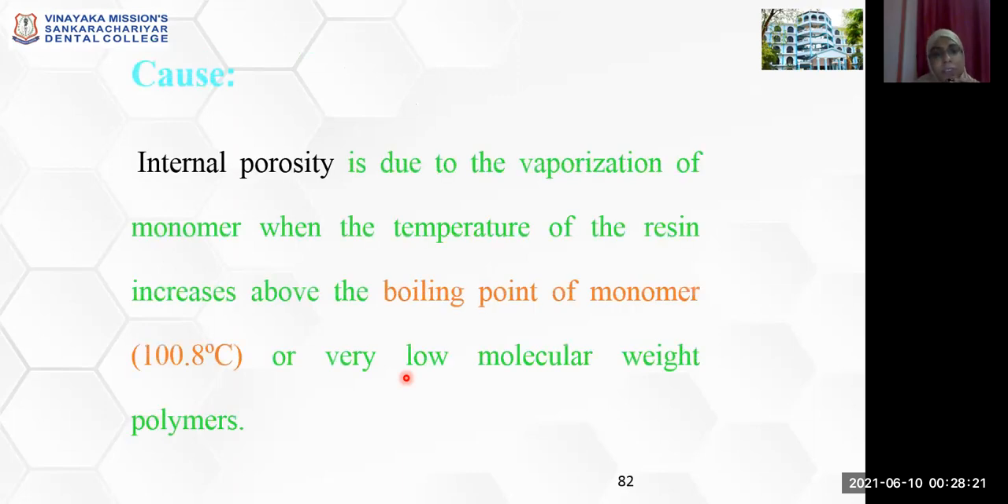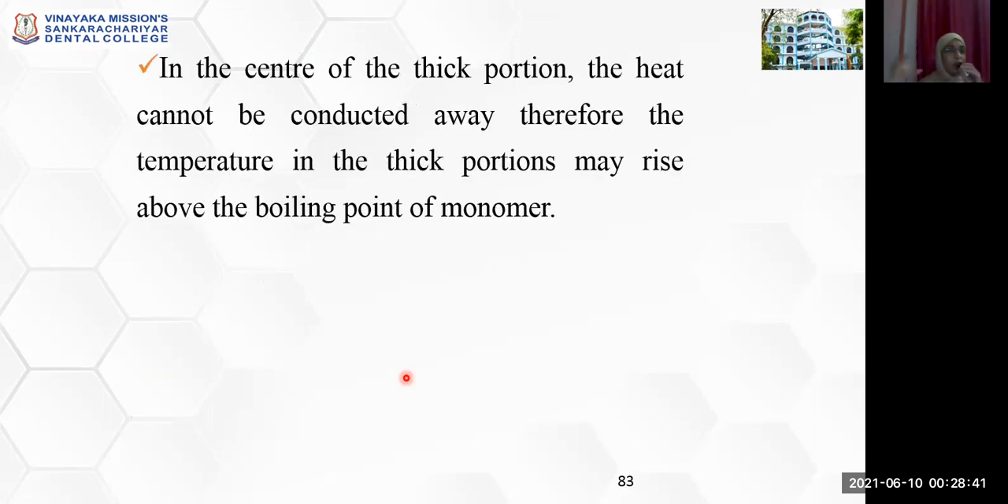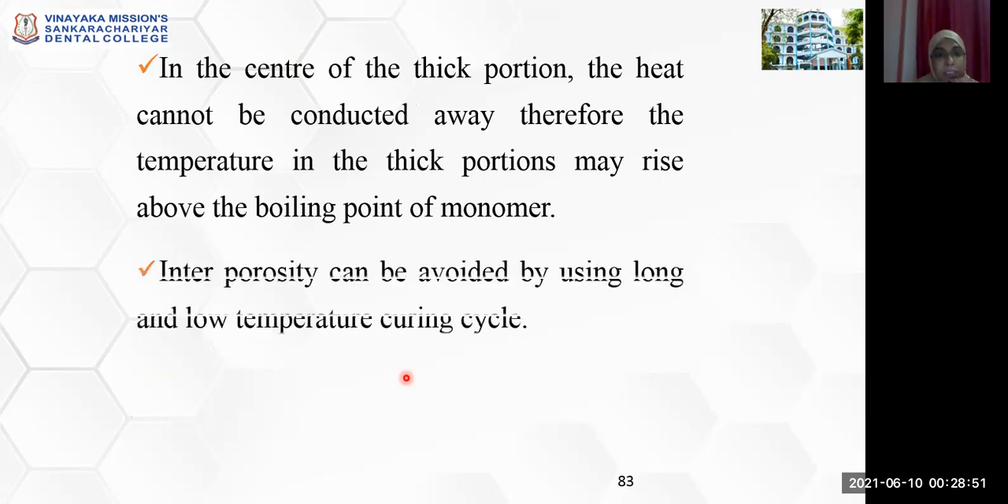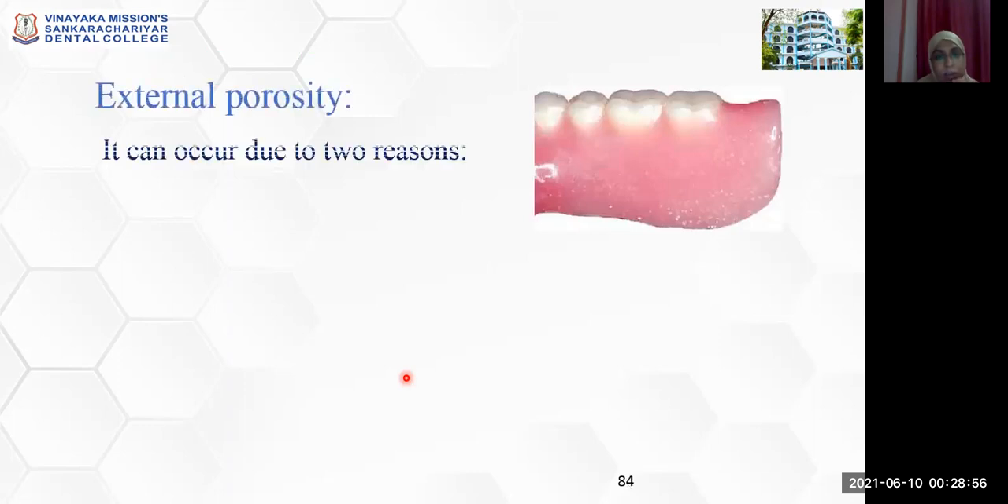The main reason for this internal porosity is when the monomer starts boiling. There is vaporization of the monomer, or the temperature of the resin is more than the boiling point of the monomer, or very low molecular weight polymers. So basically if the polymerization cycle is not followed properly, if you rapidly raise the temperature during curing, you can have internal porosities, especially in the thickest portions of the denture.